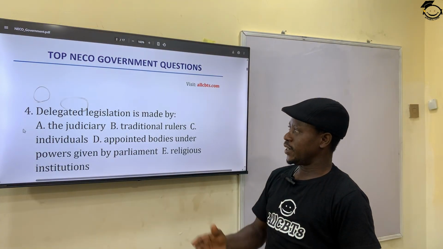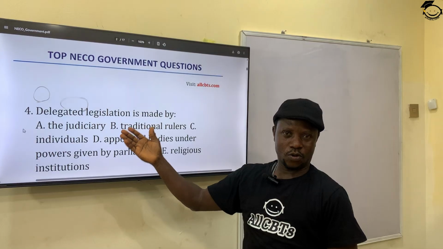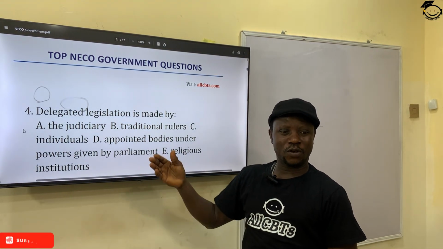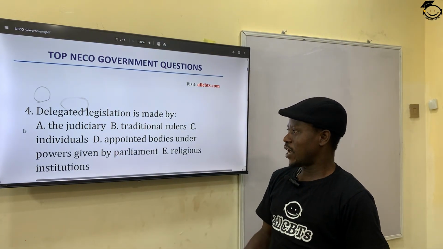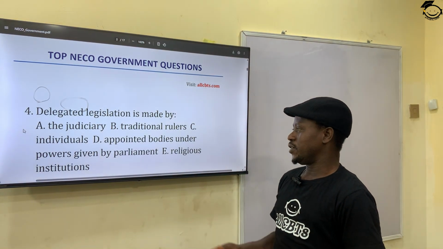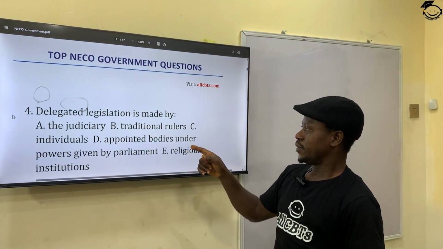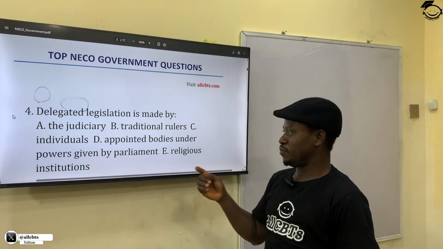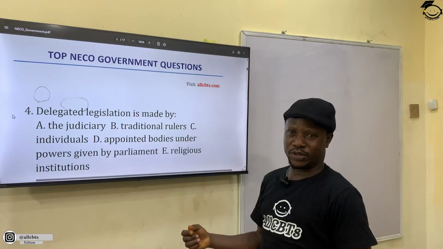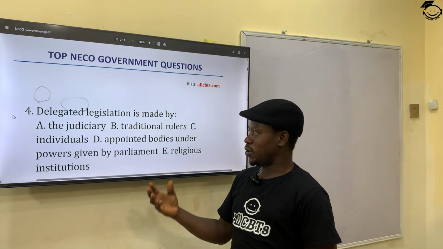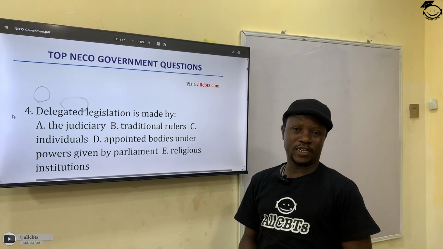Number 4, delegated legislation is made by... I believe you have an understanding of delegated legislation, which means when another agency or another organ of government makes law on behalf of the legislature. So delegated legislation is made by: A. the judiciary, B. the traditional rulers, C. individuals, D. appointed bodies under the powers given by parliament, and E. religious institutions. Yes, the judiciary can make law on behalf of the legislature, but the most correct answer in this case is D, appointed bodies under the powers given by the parliament. In other words, when the legislature, also known as parliament, gives responsibility or powers to another organ or agency of government to make laws on its behalf, such laws will be supervised by the legislature. So the most correct answer here is letter D, appointed bodies under powers given by the parliament.